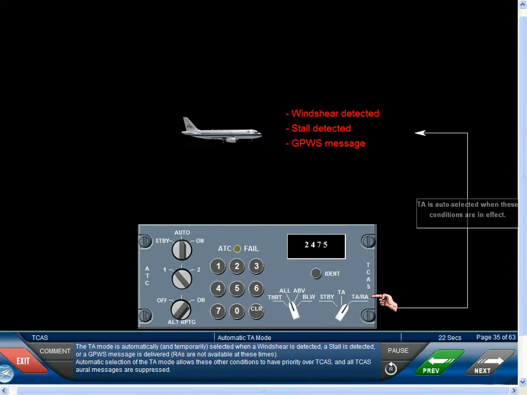The TA mode is automatically and temporarily selected when a wind shear is detected, a stall is detected, or an EGPWS message is delivered. RAs are not available during these times. Automatic selection of the TA mode allows these other conditions to have priority over TCAS, and all TCAS oral messages are suppressed.